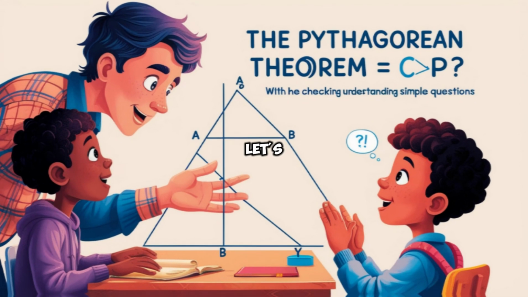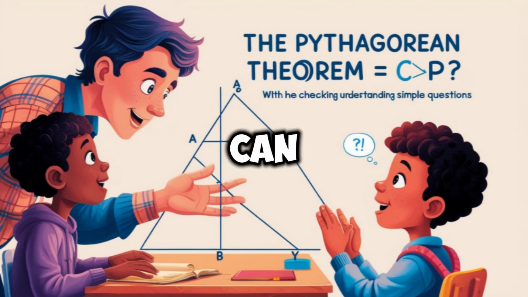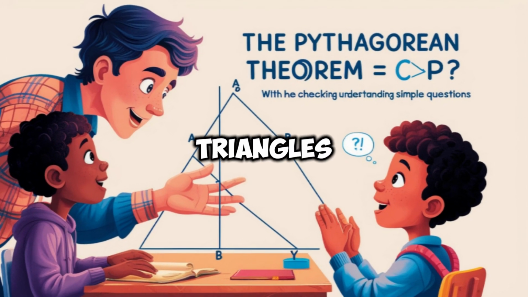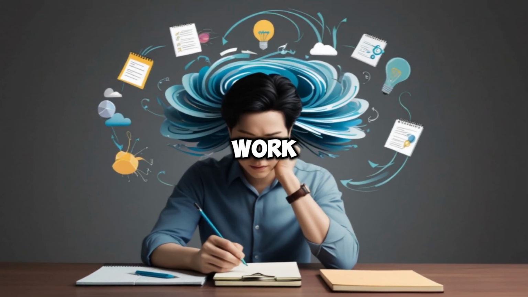For example, let's go back to the Pythagorean theorem. You know the formula, but can you explain why it works? Why is it true for all right triangles? If you've just accepted it as a fact, maybe there's more to work on.